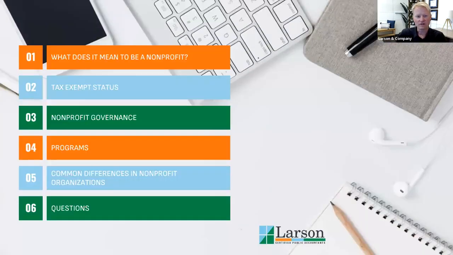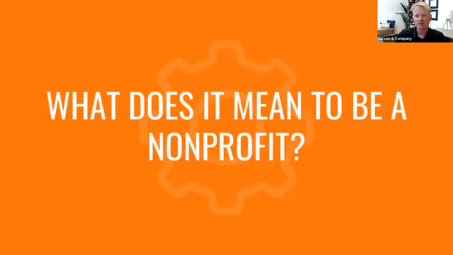And what we want to cover here are some topics: what does it mean to be a nonprofit, what tax exempt status is, and discuss a little bit about that. Nonprofit governance, programs, common differences in nonprofit organizations from for-profit organizations, and then how to contact us if you have any questions related to this training. So first of all, let's go through what does it mean to be a nonprofit organization.